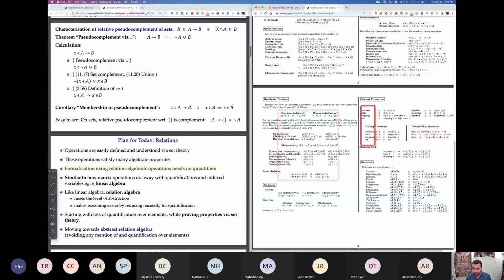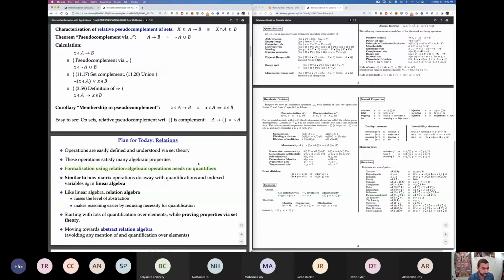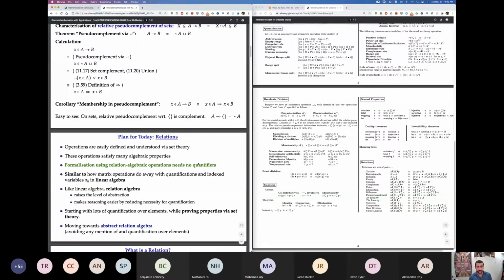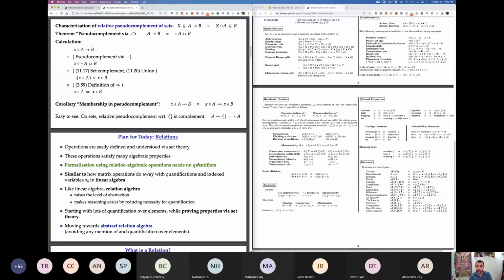Composition, converse, divisions, they do make an appearance, so please do look at them. We're going to continue talking about relations for the rest of today's lecture, and talking about graphs, and the idea is to get you ready for midterm 5. These things will definitely be there.